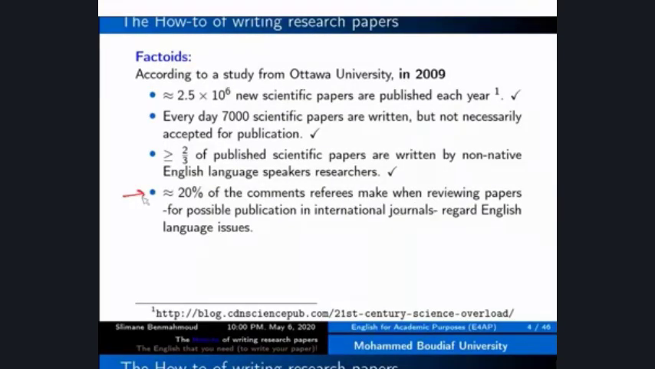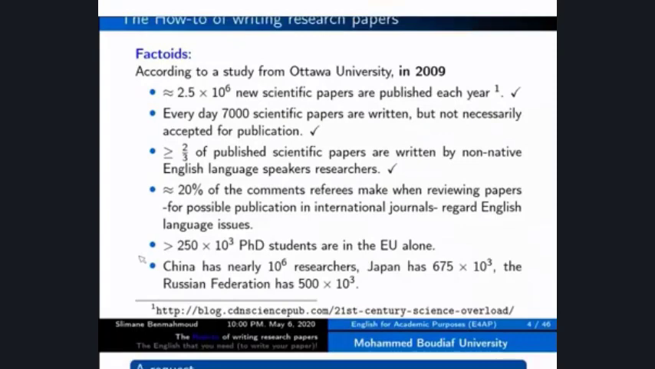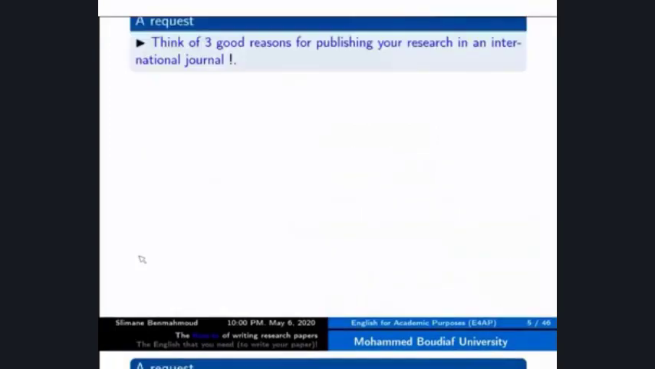Approximately 20% of the comments reviewers make when reviewing papers regard English language issues. More than 250,000 PhD students are in the European Union alone. China has nearly 1 million researchers, where Japan has 675,000 researchers, and there are 500,000 researchers in the Russian Federation.